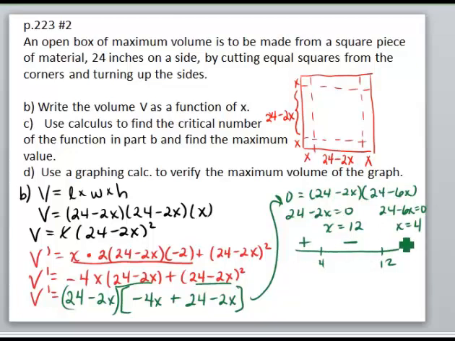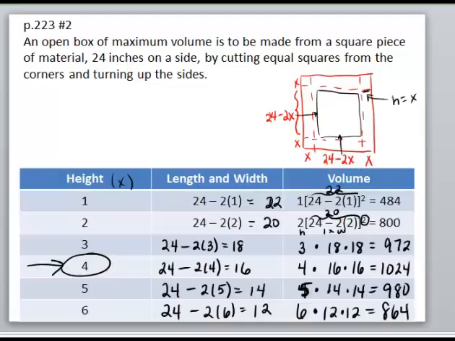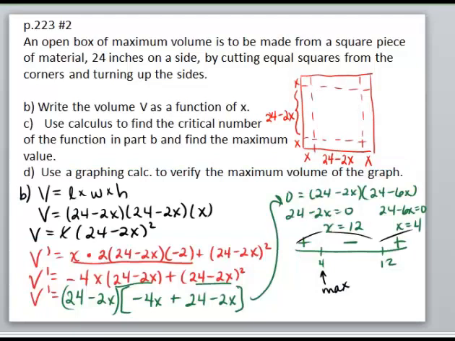That means it's positive over here and positive over there. Because it's a polynomial, I can just jump to those conclusions. So it's increasing, then decreasing, then increasing. So that means that this is my maximum. And that's exactly what I found out in this chart. So I found my maximum was 4.